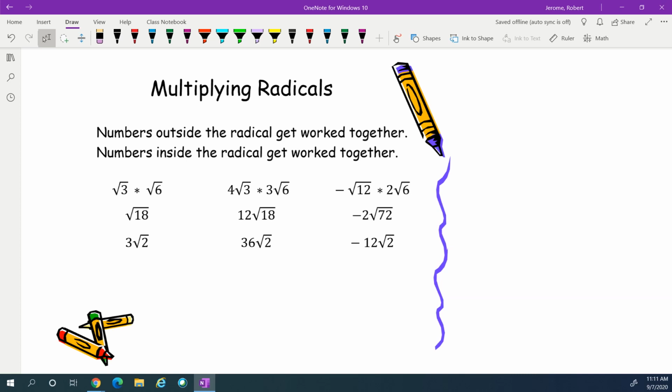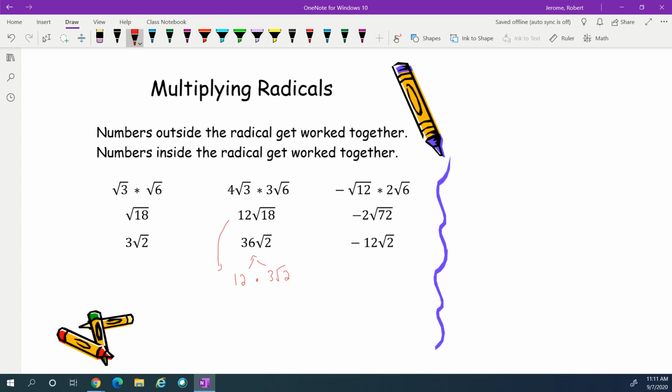In the second example, the 4 and the 3 are on the outside. So we multiply those and get 12 on the outside. 3 times 6 gives us 18 on the inside. And of course, we simplify that. So just to show you, this is 12. And the square root of 18 is 3 square root 2 from the previous question. And that's how we multiplied those together to get 36. So I used the answer from the previous question.